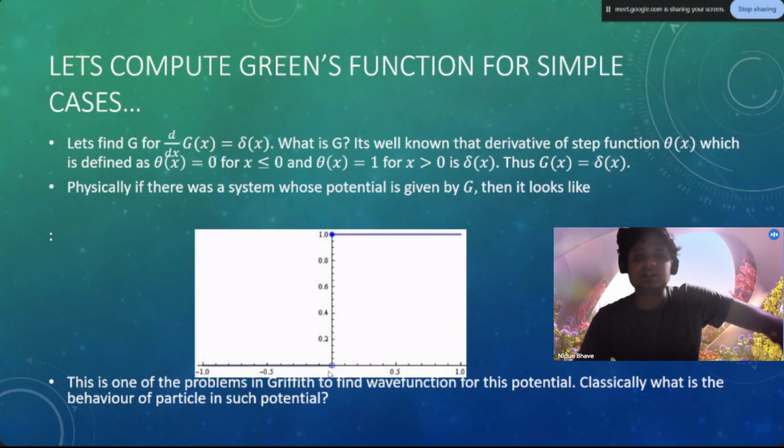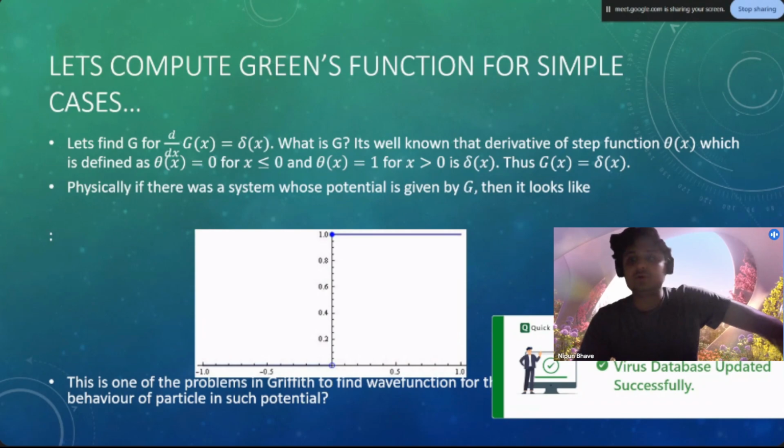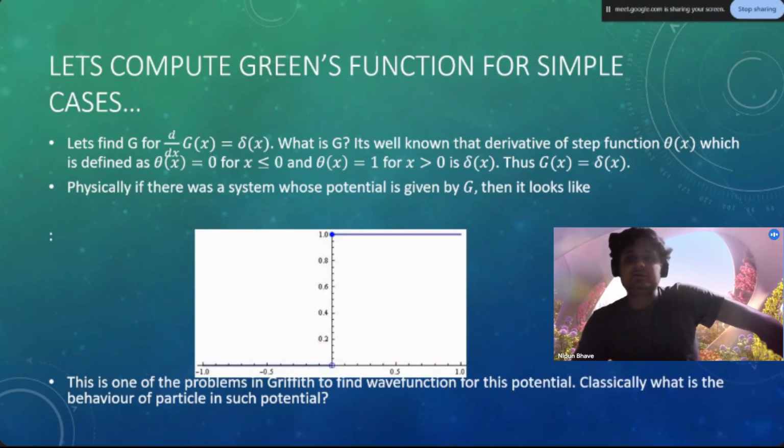For x strictly less than 0, delta of x is 0, because the derivative of the theta function will be 0 for x strictly less than 0, because it's just constant. And similarly, for x greater than 0, the derivative of the theta function will also be 0. Similarly, delta of x is also 0 for x not equal to 0. But at x equal to 0 it is infinite. So it's intuitive, right? The derivative of the theta function is the delta function.